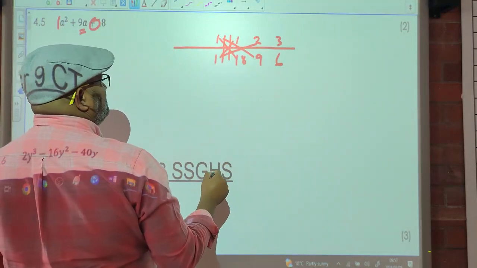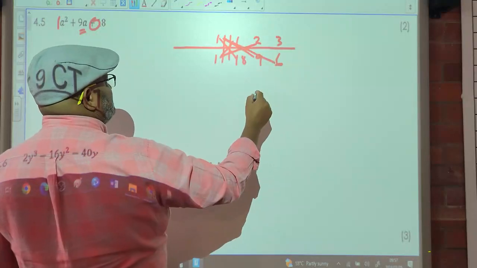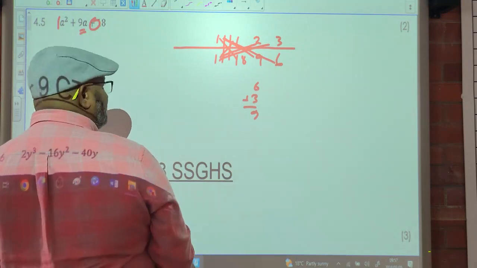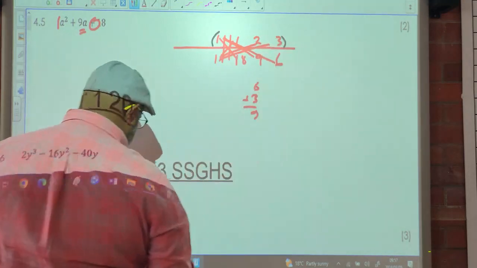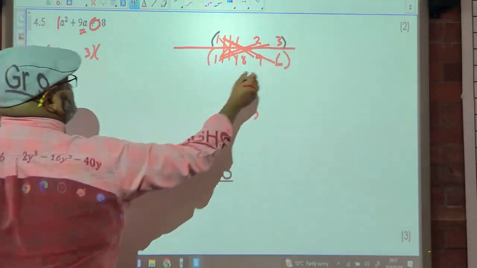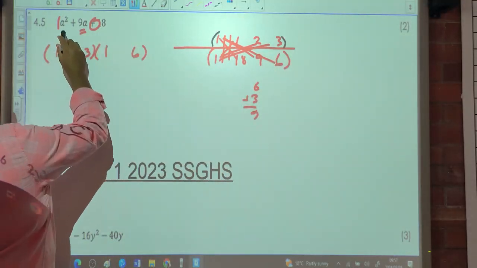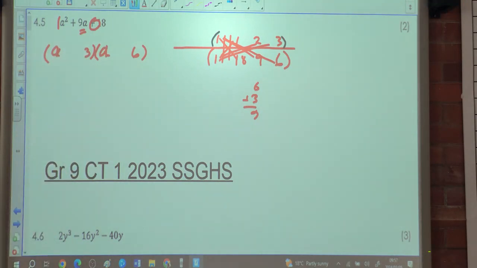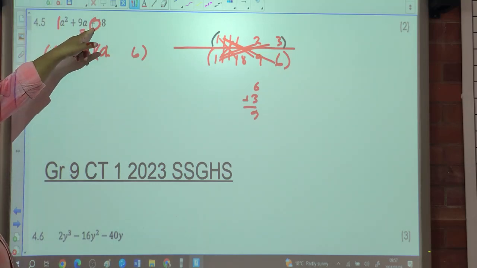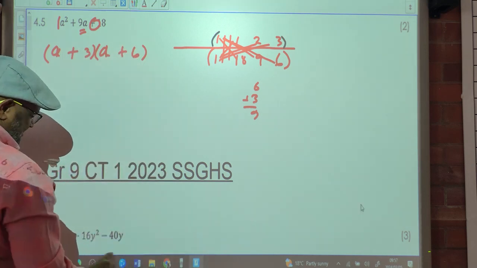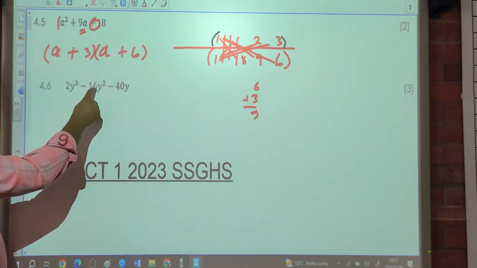Gives you, if you add it, 11. 1 times 6 is 6, 1 times 3 is 3. You add it, you get 9. And that's what I want. So in the bracket goes a 1 and a 3 and a 1 and a 6. As you can see, there's an a squared, so there goes an a and an a. The signs must be the same signs. Why? Because that is plus. And both will be the sign of the middle term, which is plus. Look at the next one.